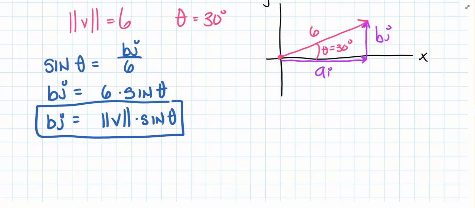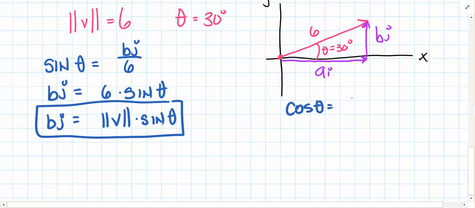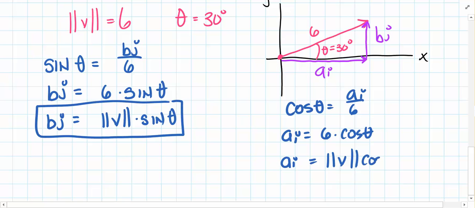So I wonder now if you could come up with the way to describe the ai part. What do you think it's going to be? It's going to be cosine, right? And here it is. The cosine of theta is equal to the ai part, all divided by 6. That's the definition. So therefore, the ai part has to be 6 times the cosine of theta. So that means that our ai part is equal to the magnitude of our vector times cosine of theta. Oh, check that out. Now we have a new way of describing the ai part.